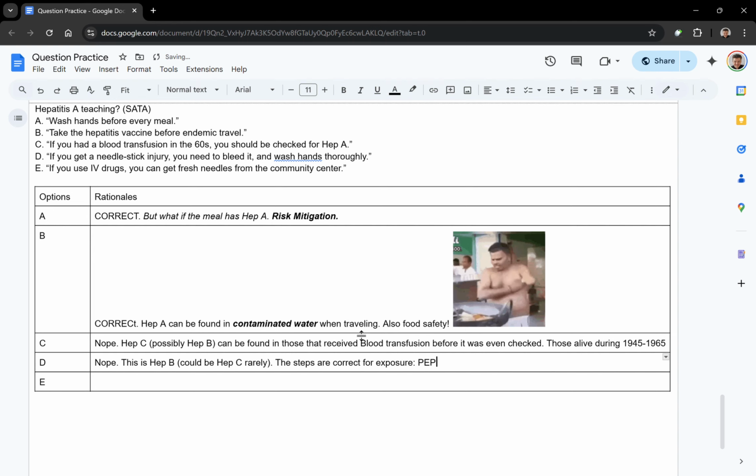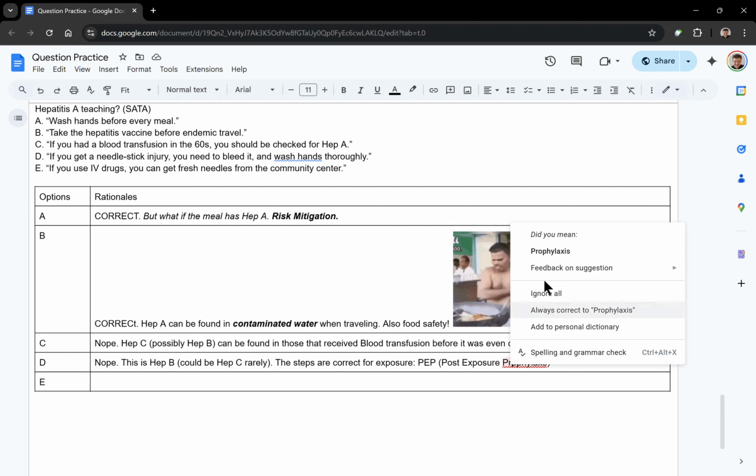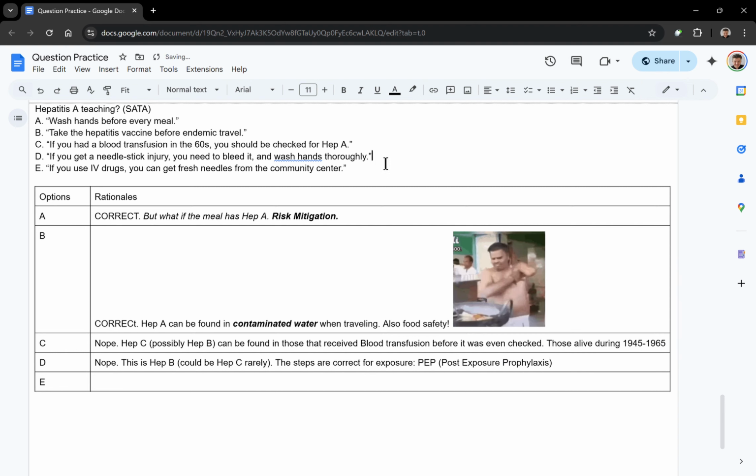It's called PEP, post-exposure prophylaxis. You're supposed to bleed it a little bit, just like when you slap a patient, when they get an IV push, you withdraw, you aspirate. You also aspirate in case there's some blood in there, like snake venom. You bleed it out just a little bit, just in case. Prophylaxis. So those are the correct steps you would do.